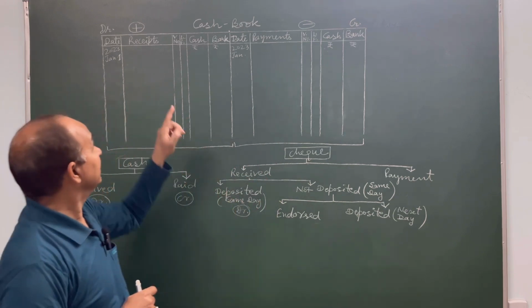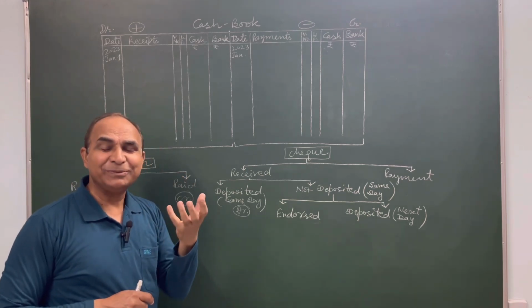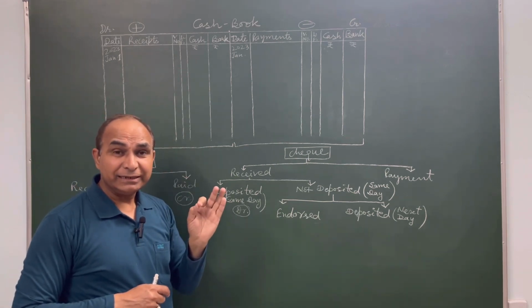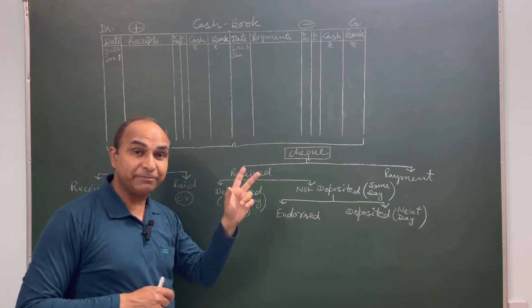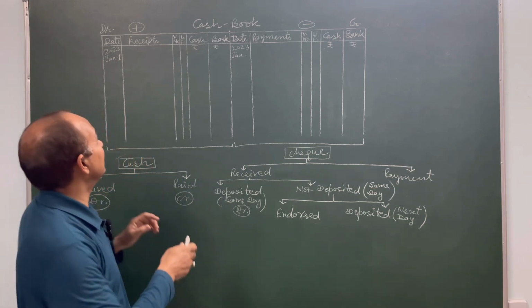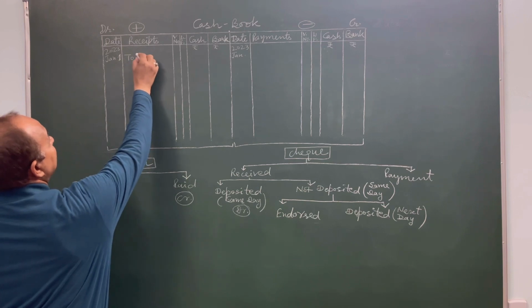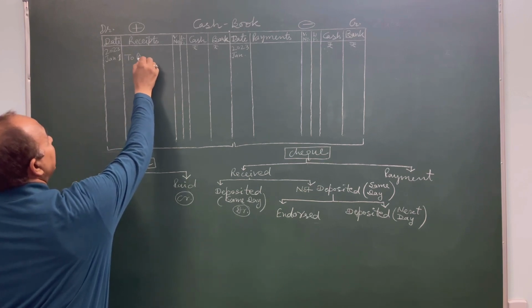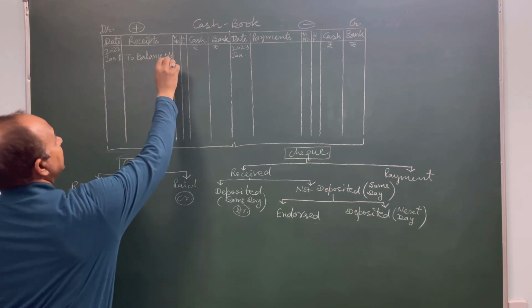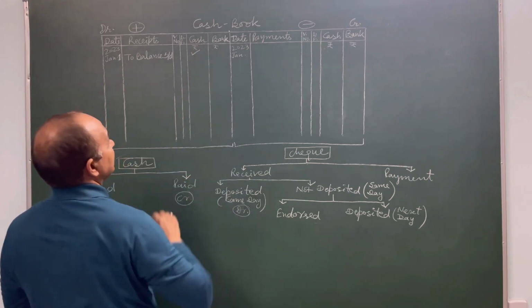And remember one thing, the cash column always shows a debit balance. Debit balance means positive balance. Remember, the cash column either has a debit balance, a positive balance, or a zero balance. It can never be negative. So we open the cash column of the cash book by writing like this, To balance b/d, brought down, and we write the opening cash amount here.